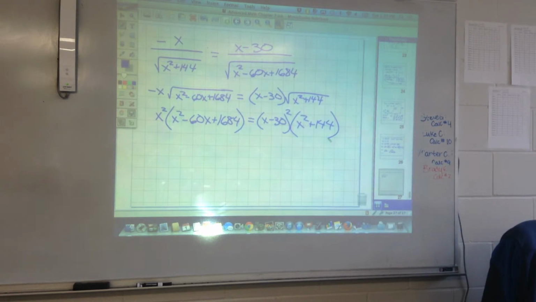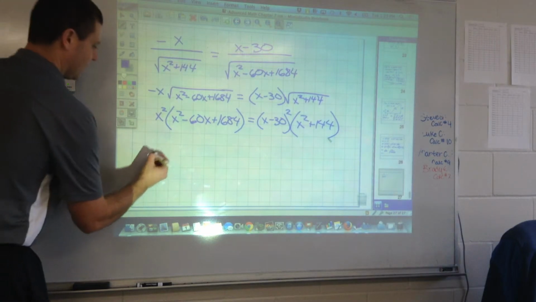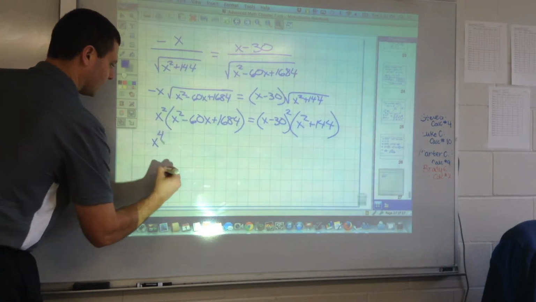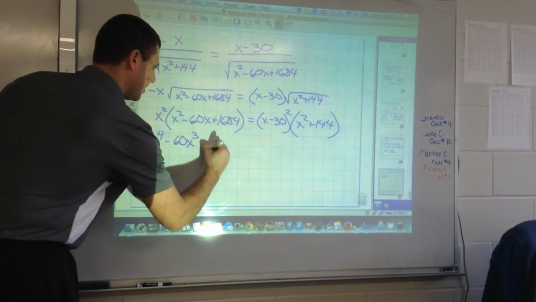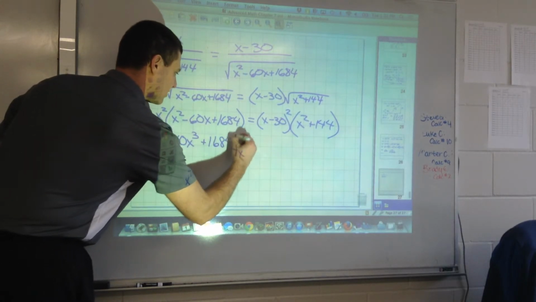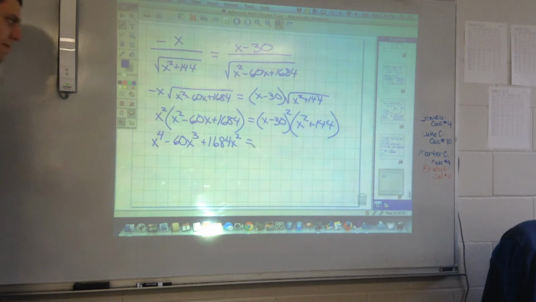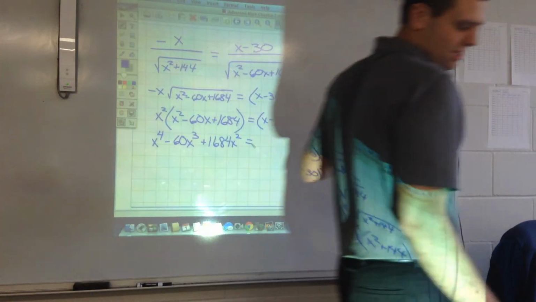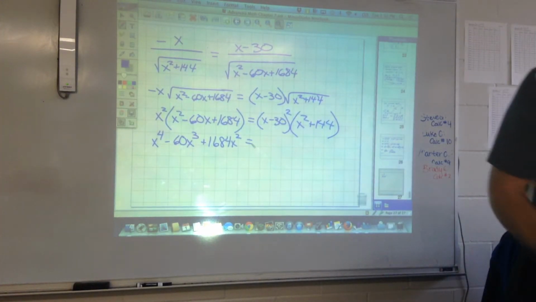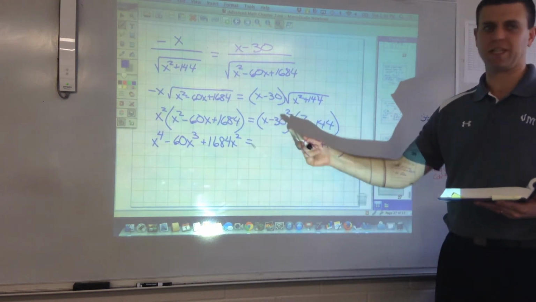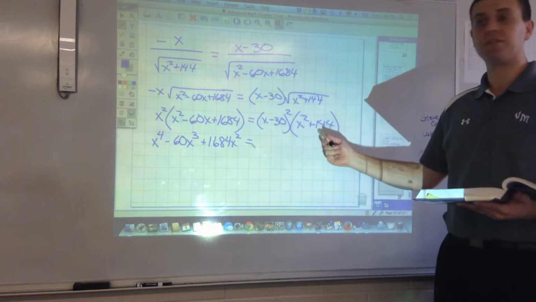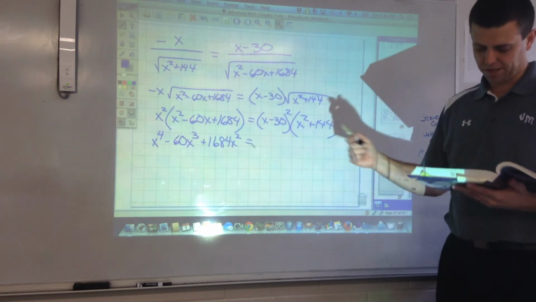So x to the fourth minus 60x to the third plus 1684x squared. This is all algebraic. You'd have to take this times itself twice, so x minus 30 times x minus 30, and then take that answer times this. We're just gonna use the book.